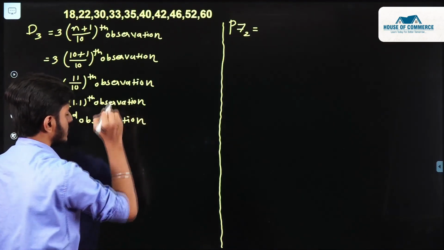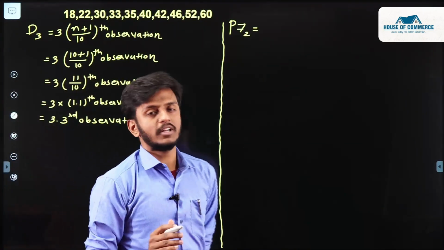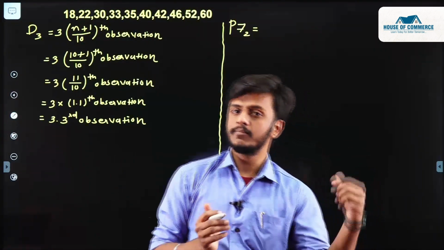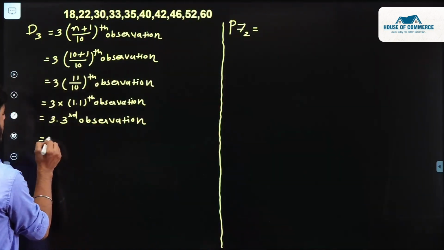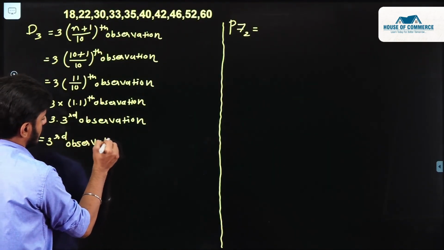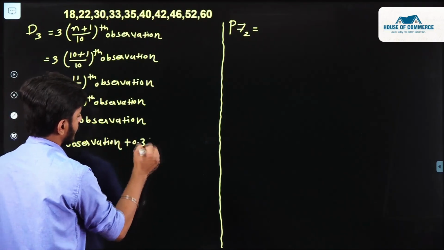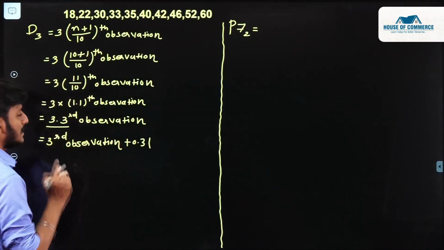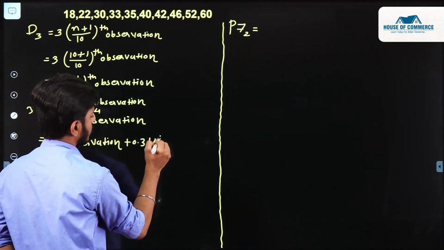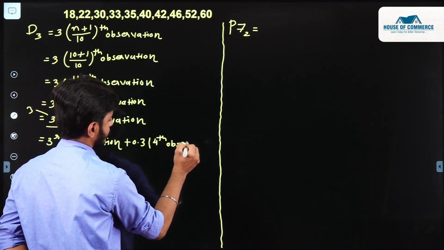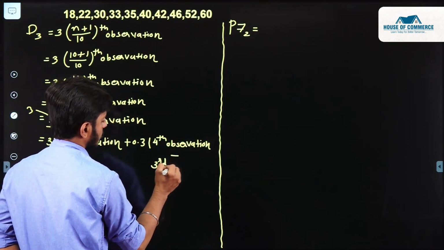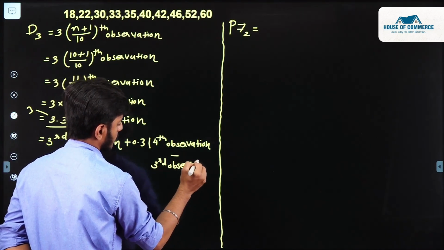How can we divide the 3.3? First of all, we need to find the third observation plus 0.3. It is the third observation plus 0.3, and 3.3 lies between 3 and 4. So which one is the bigger value? It is the fourth observation minus the third observation.